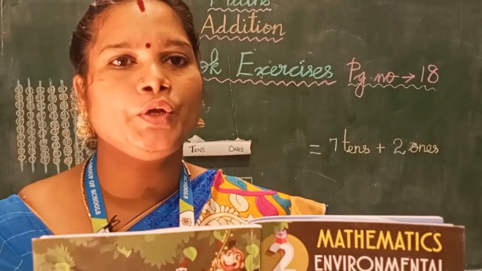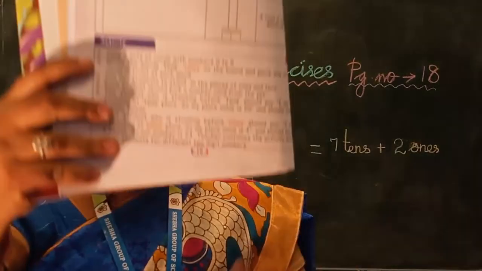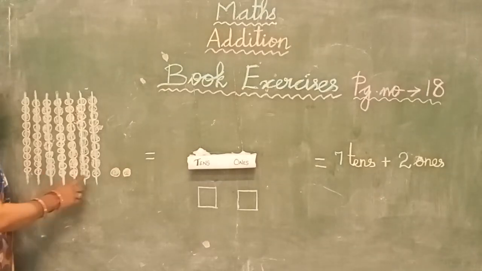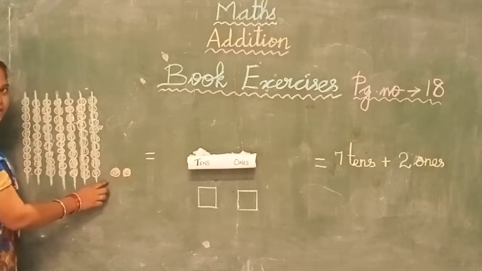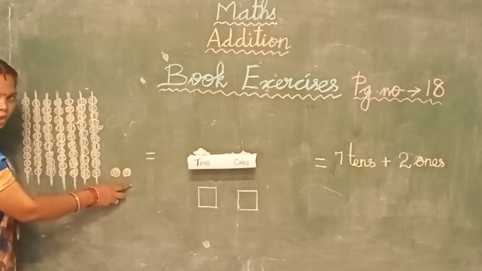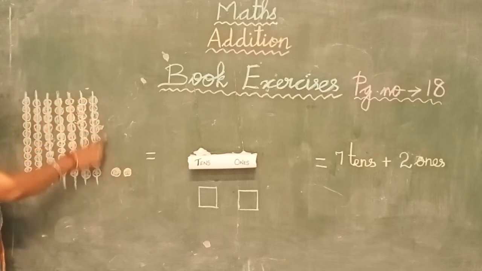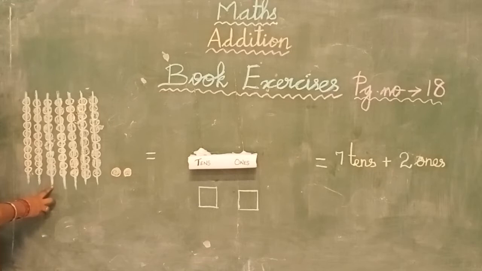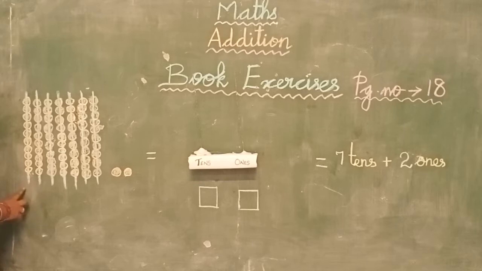Now we are going to learn book exercise page number 18. Next is ones. There is ones. 1, 2. This tens. 1, 2, 3, 4, 5, 6, 7.